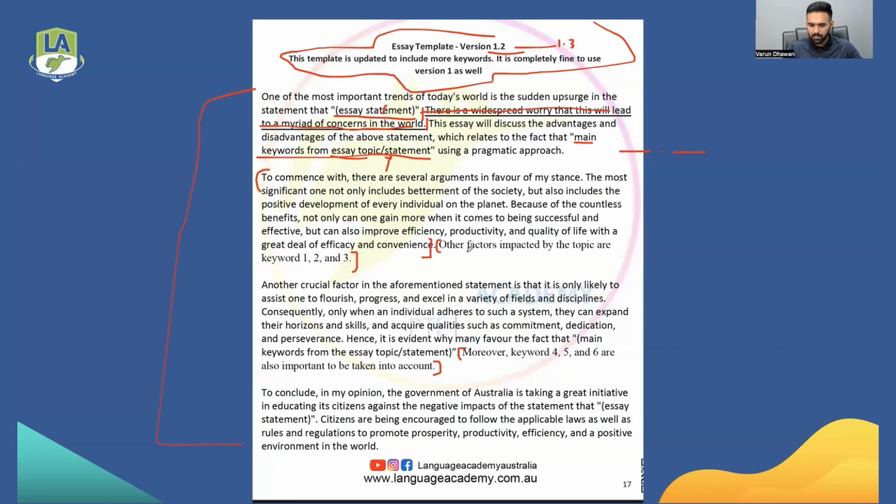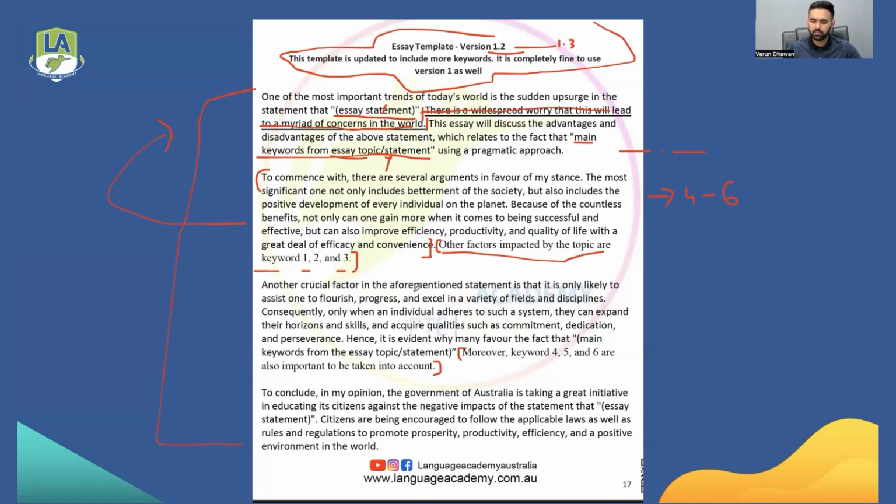Then what you have to do, other factors impacted by the topic are keyword 1, keyword 2, and keyword 3. Before you start writing, you just need to write 4 to 6 keywords related to the essay topic. Let's say if we are talking about social media, you can write other factors impacted by social media are spreading information, source of entertainment, and business activities. That's it. 3 keywords related to the topic, to make sure you have enough keywords relevant to the essay topic, and your essay is making some sense and is relevant to the essay prompt you have been provided. Then you move on to the third paragraph.